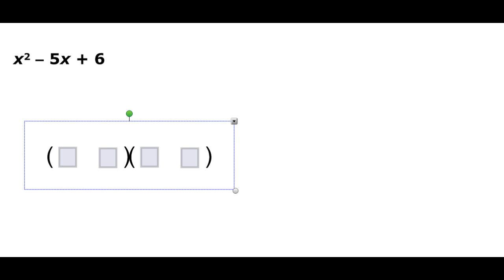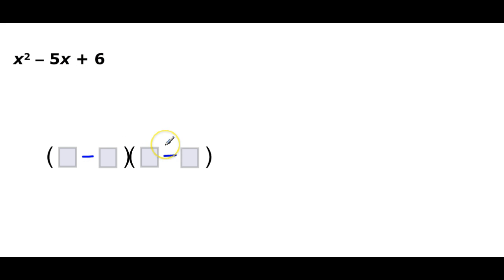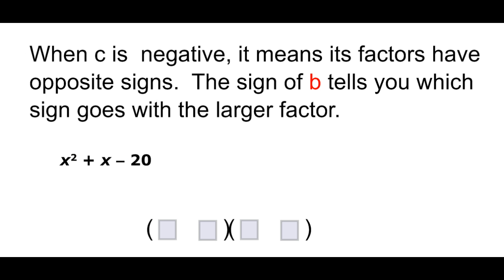All right, so the first thing I want you to do on each one of these is to decide about the signs. This tells me the signs are the same. They're both going to be negative. Okay, pause the video, do it. You should end up with X, X, 2, and 3. Okay, let's go to the next concept here.